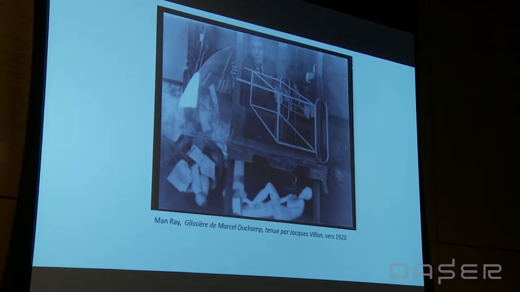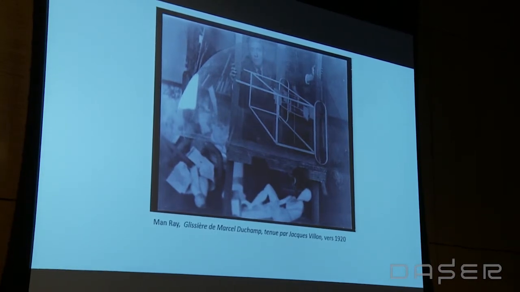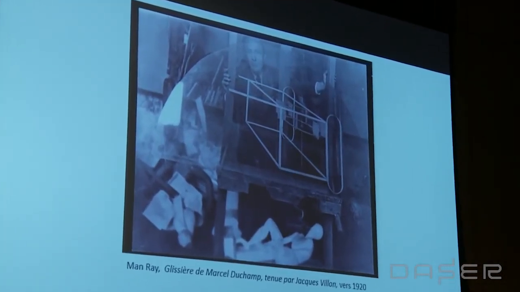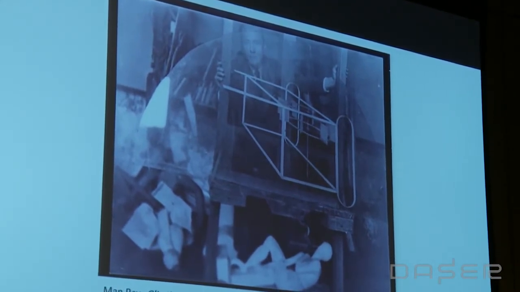So here's Man Ray's photograph of Marcel Duchamp. You can see his head right in the middle at the top of that same object. So you can see how the one artist began to work with the other. But remember, that entire picture is about the fourth dimension.